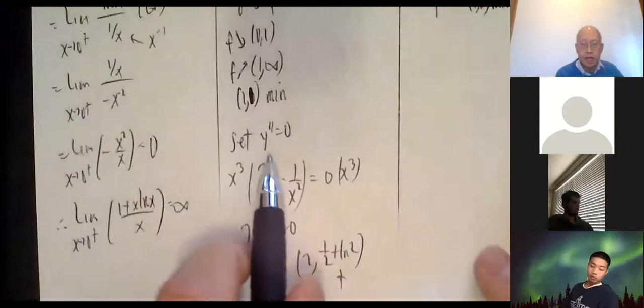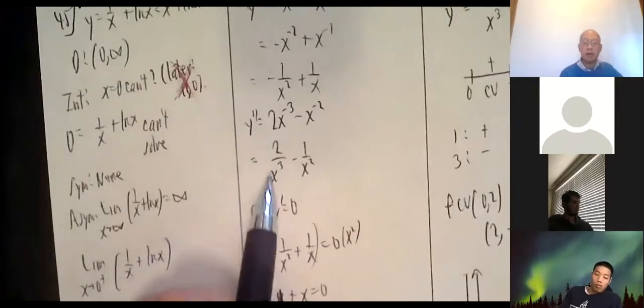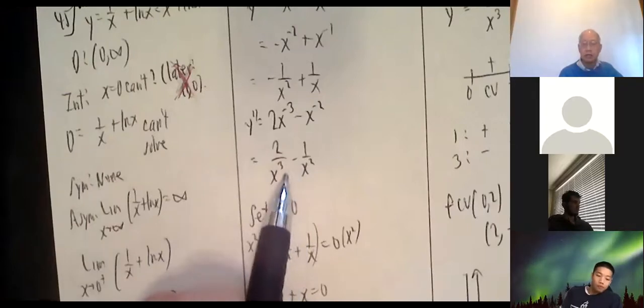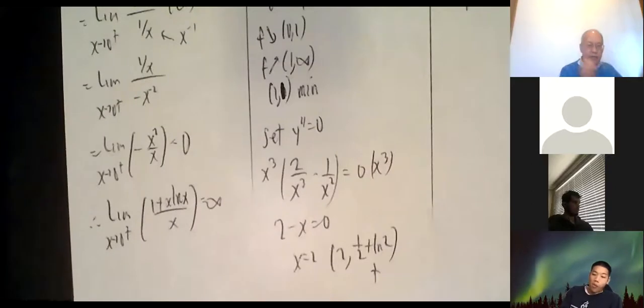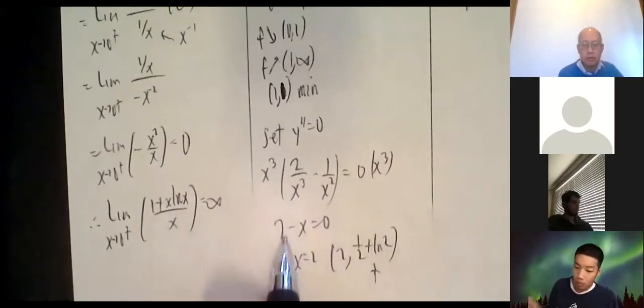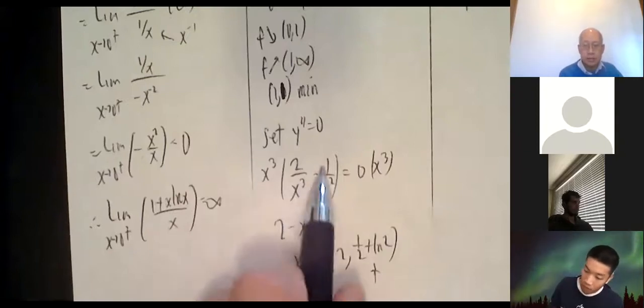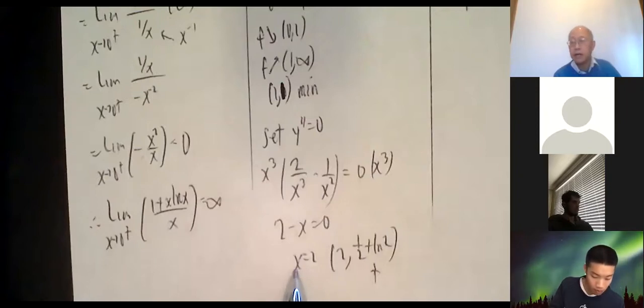Okay, second derivative analysis. Set y double prime equal to 0. So my double prime was this guy. So set that equal to 0. And once again, get rid of the fractions. Multiply both sides by x cubed. x cubed times that is 2. x cubed times that is minus x. 0 times anything is 0. That gives me x is equal to 2.